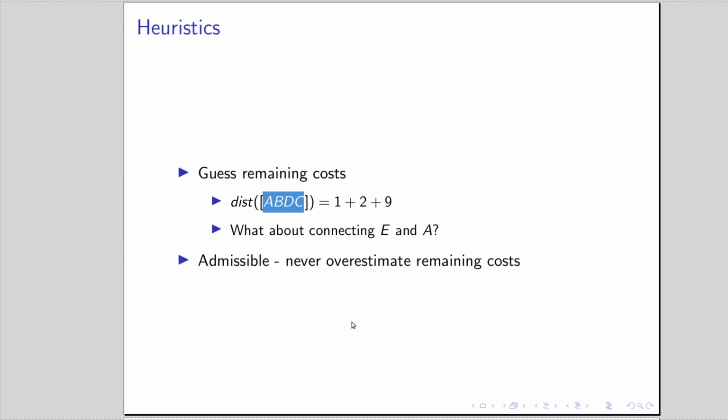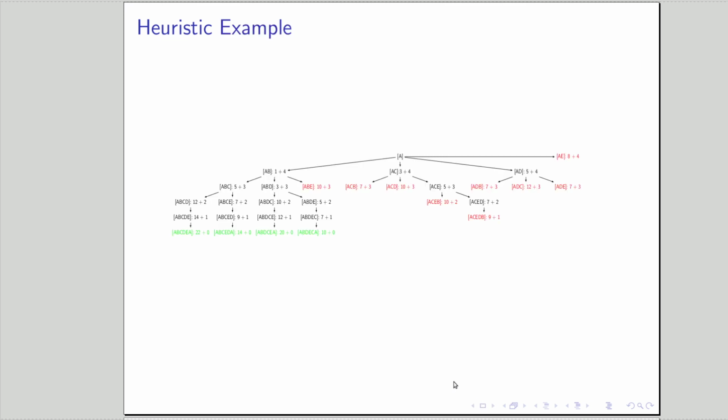So one very, very simple heuristic is to take the cheapest edge in the graph, which is 1 in this case, and then just count the number of edges you need to finish the tour. So I'll go through this example again. It's going to be much, much, much faster now. So with that, I can show you the whole tree because it gets pruned a lot more aggressively.